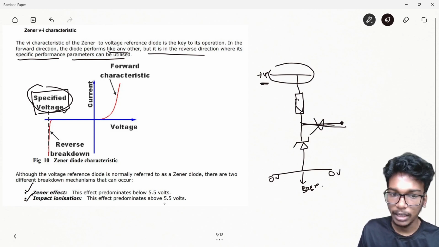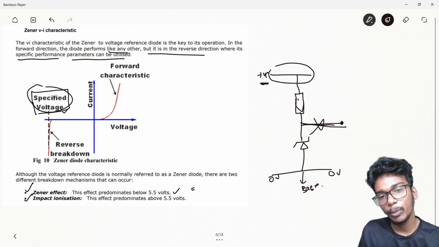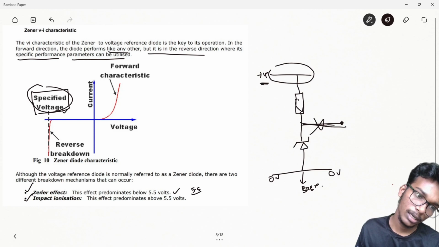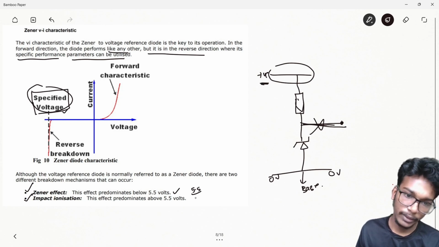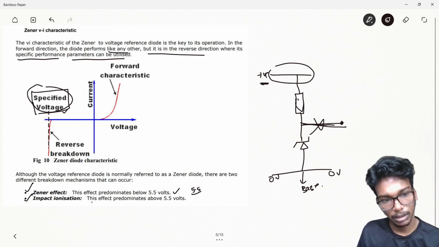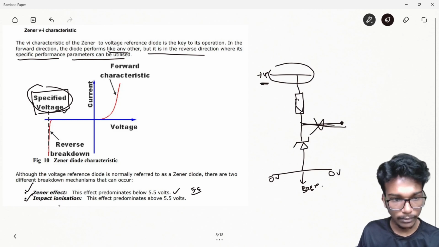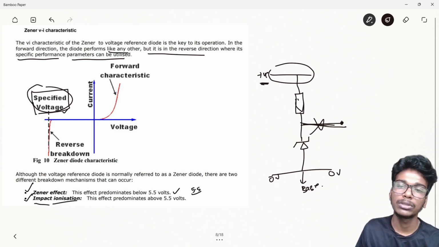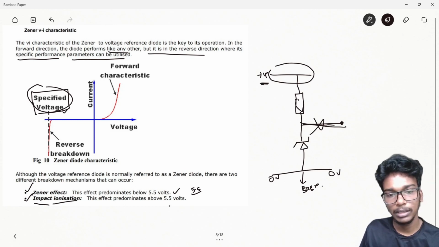The limits of voltage are given over here. If the voltage is less than 5.5 volts in reverse biasing, the Zener effect will predominate. And if the voltage is greater than 5.5 volts, impact ionization is going to take effect. This is what we discussed: impact ionization, continuous circulation of electrons impacting the depletion layer, and it is going to break down. Now we are going to discuss what the Zener effect is and what the difference is between both of them.